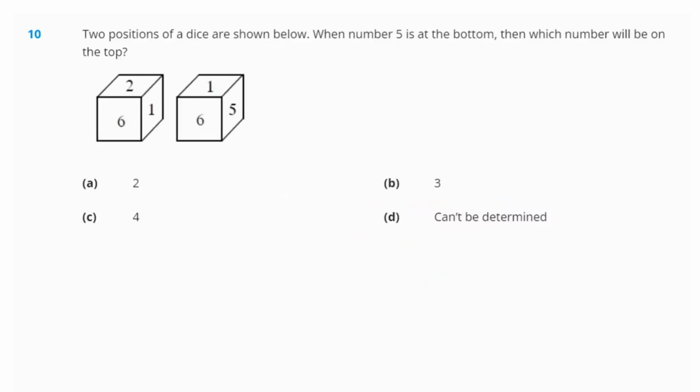Two positions of a dice are shown below. When number 5 is at the bottom, which number will be on the top? 6 and 5, 6 and 5. So the opposite of 5 will be 2. So the answer is 2. So A is a correct answer.